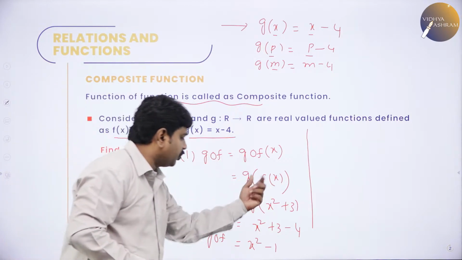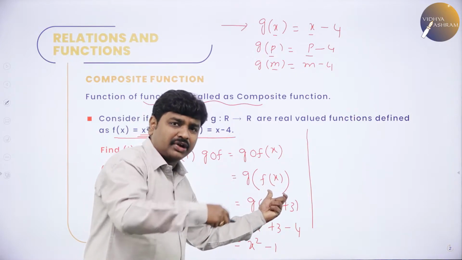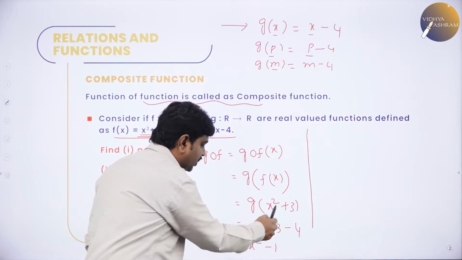In the place of f of x, put the value of f of x. So now I'll remove f of x and put its value. What is f of x? F of x is x square plus 3, given. In the place of f of x, I put x square plus 3.